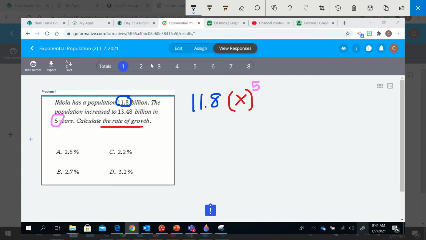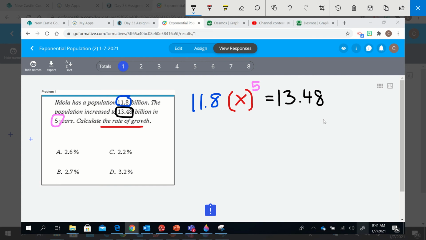And then I know the end result. The end result is we get to 13.48. So this would be the setup. So we have our starting point, which is 11.8, our change, which we don't know, but we know it changed for 5 years, and the end result was 13.48 billion. So that we do know.